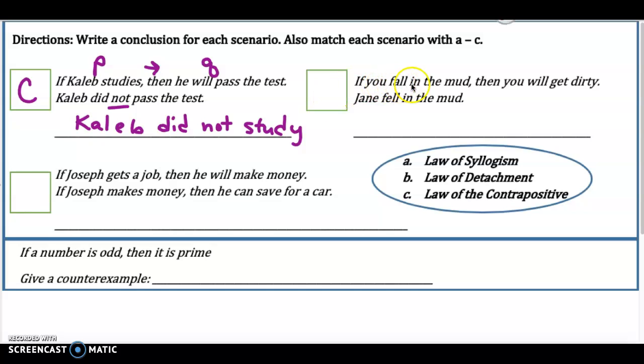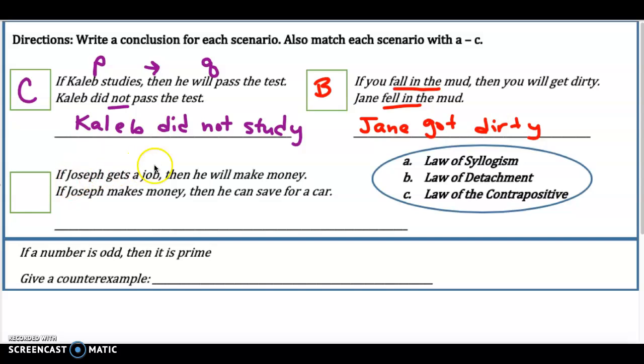The next one says, if you fall in the mud, then you will get dirty. Well, Jane fell in the mud. So we have this generic statement that says if you fall in the mud, then you will get dirty. And then we actually see the hypothesis is true. When we have a true hypothesis, it means that we are also going to have the conclusion be true. So if Jane fell in the mud, then Jane got dirty. That one is our law of detachment. So if you know a conditional statement and the hypothesis is true, then the conclusion must also be true.